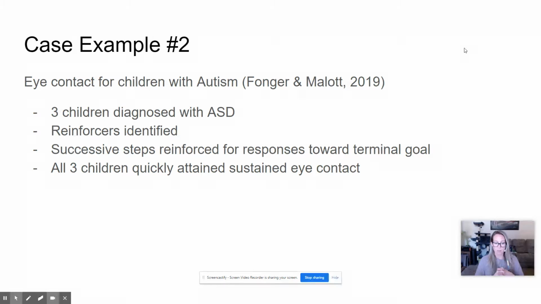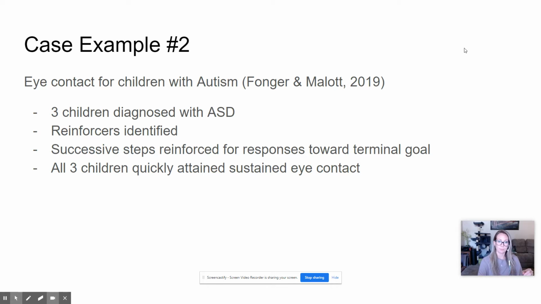So the shaping in this procedure looked at initially just body orientation, so getting the child to orient their body towards the researcher, eventually facial orientation, sustained eye contact for up to 3 seconds, which was the goal for the eye contact. And then eventually they moved to generalizing to novel researchers or therapists. And all 3 children were able to reach that goal of generalization to novel people. And they also were able to fade that reinforcement over time.